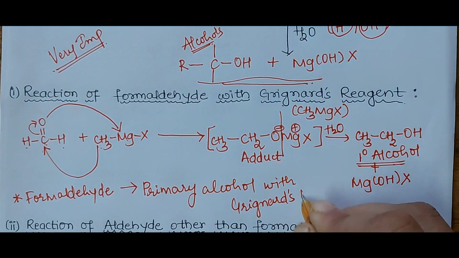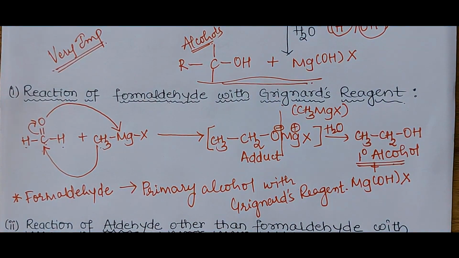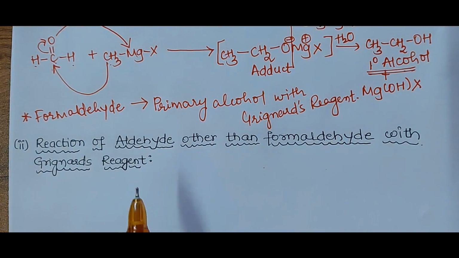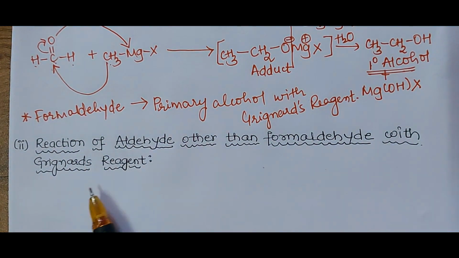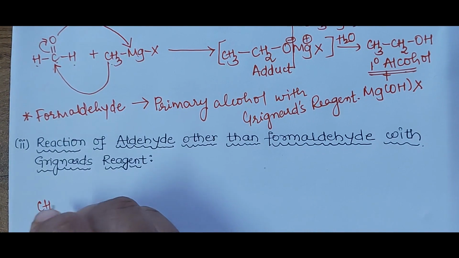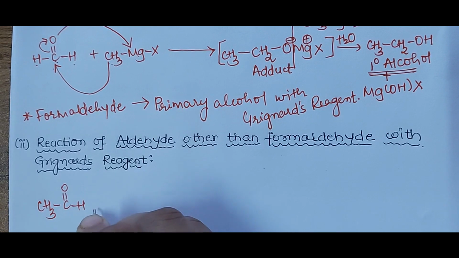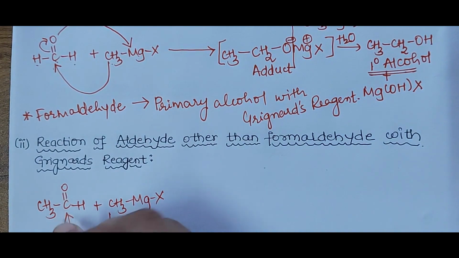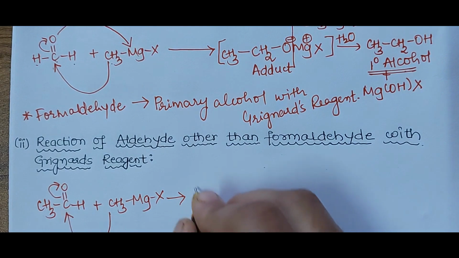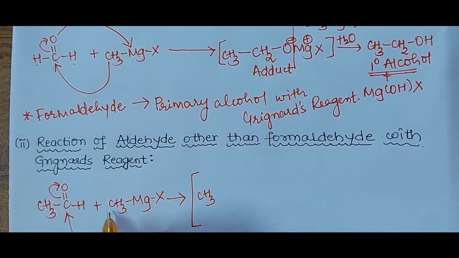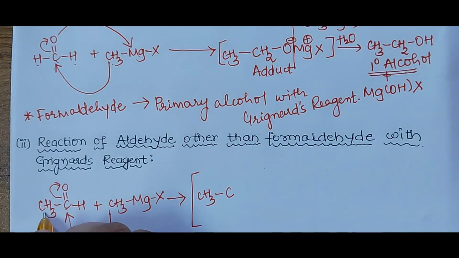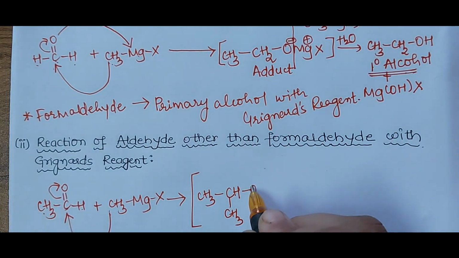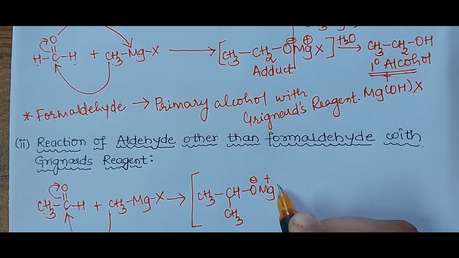Next we will consider the next reaction. So this point you have to remember. With formaldehyde it was giving primary alcohol. So when an aldehyde other than formaldehyde reacts with the Grignard's reagent, the product obtained can be represented as follows. Here we'll take an example of acetaldehyde, and we'll take the same Grignard's reagent CH3MgX. We know CH3 gives an electron pair to the carbonyl carbon. Double bond shifts onto oxygen. Oxygen forms a bond with magnesium, which forms an adduct, which is represented as CH3 forming a bond with C. That C already has one CH3 and H. Double bond becomes single bond and O forms a bond with Mg plus and X.